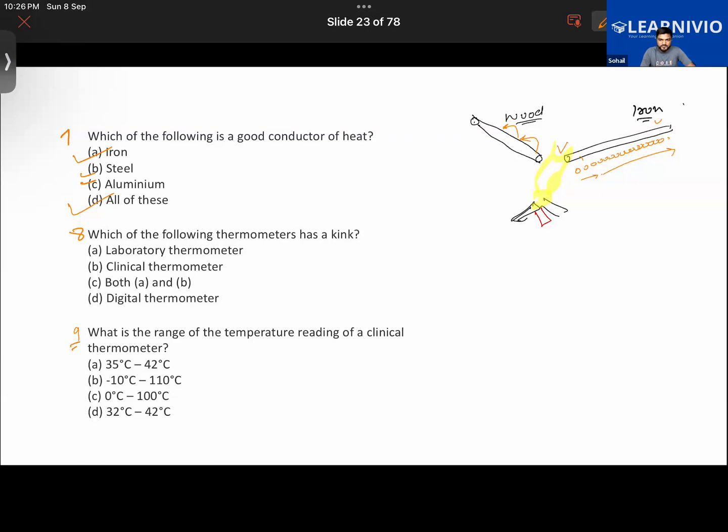Now it is correct. Good. No, Abu, the first one is correct, but the second one, look at the question again. It's just asking which one of them has a kink in it. Yes, Gauss, that is correct for question number 9. Okay, and then what about the laboratory thermometer? What is the temperature reading range of a laboratory thermometer, Gauss?